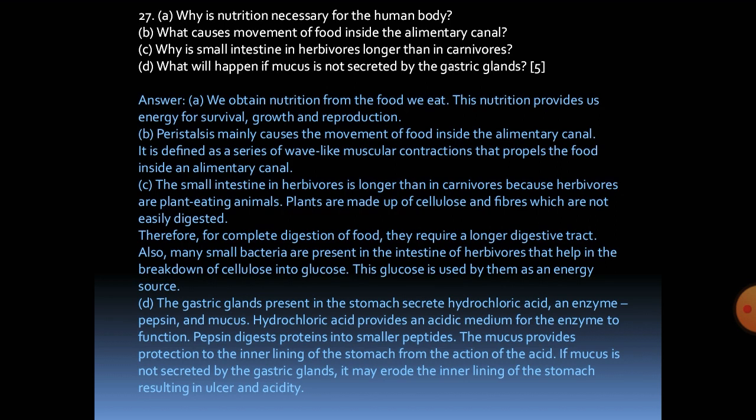Next is: what will happen if mucus is not secreted by the gastric glands? The gastric glands present in the stomach secrete hydrochloric acid, enzymes like pepsin, and mucus. Hydrochloric acid maintains the acidic medium for the enzyme pepsin to work, and pepsin acts on the proteins and forms peptides. The mucus protects the inner lining of the stomach from the acids. So, if mucus is not secreted by the gastric glands, the acid may erode the inner lining of the stomach, which will lead to ulcers and other problems and acidity.